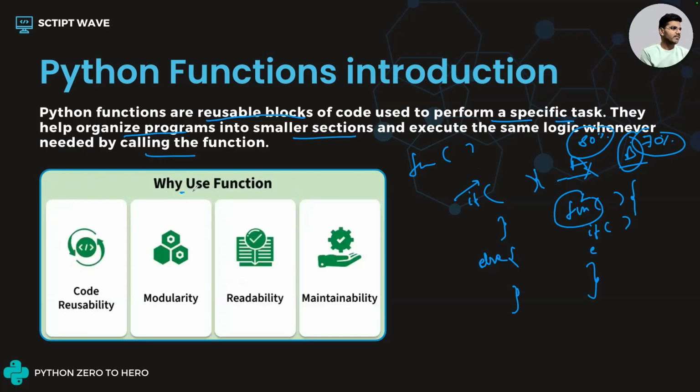Let's see why we use functions. We use functions for code readability. As we said, we use functions for modular coding. It helps us read the code in a modular structure. Modularity: we have modules, so we can understand what each section is doing and what the output of that section is. Readability: if you have proper blocks, we can easily read and understand what is happening.